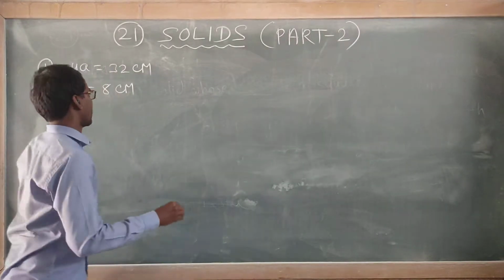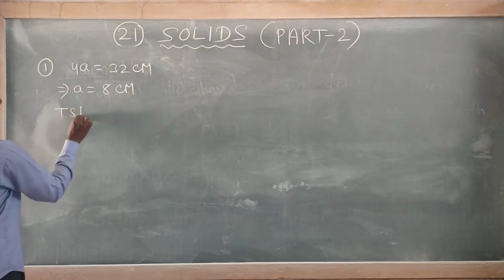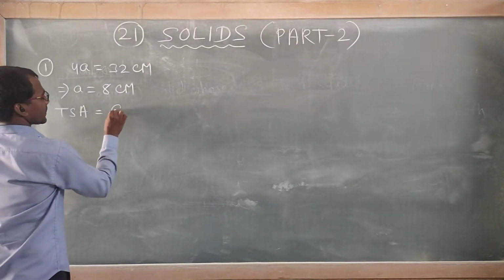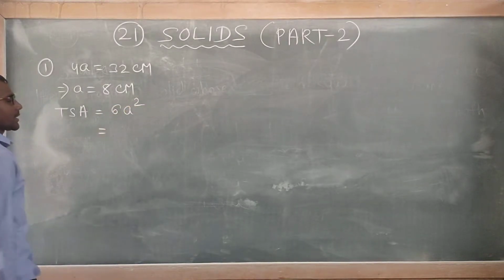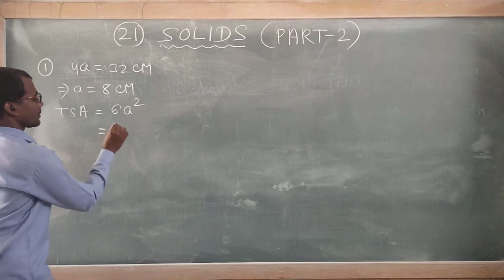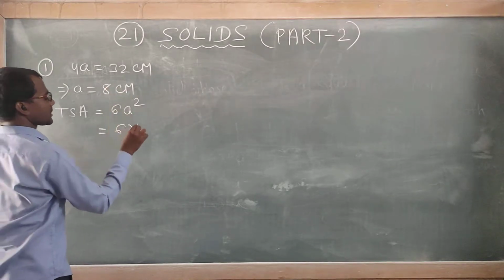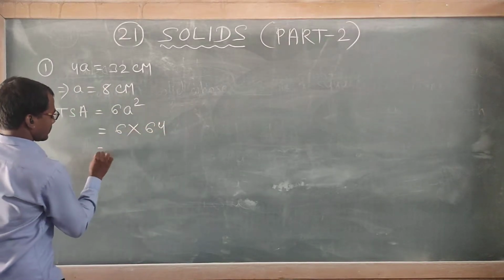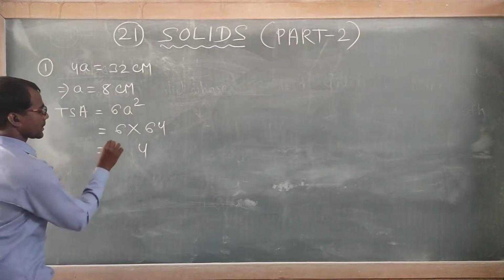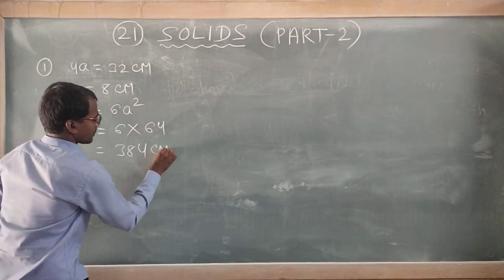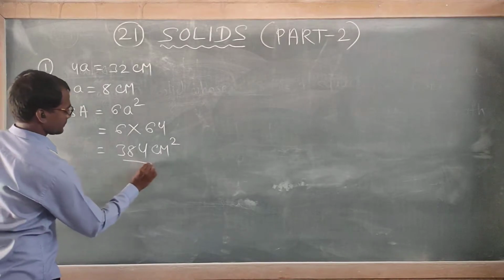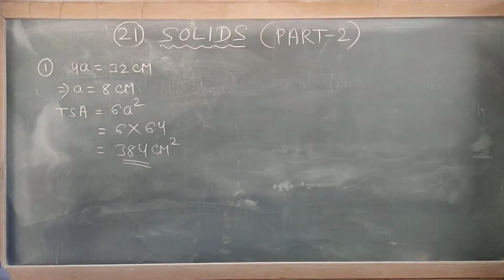Find its surface area. Surface area means total surface area only, which is 6a square. There are 6 faces, so 6a square. 6 into a square means 6 into 8 square, which is 64. 6 4s are 24, 6 6s are 36. So it is 384 square cm. This is the total surface area of the cube.